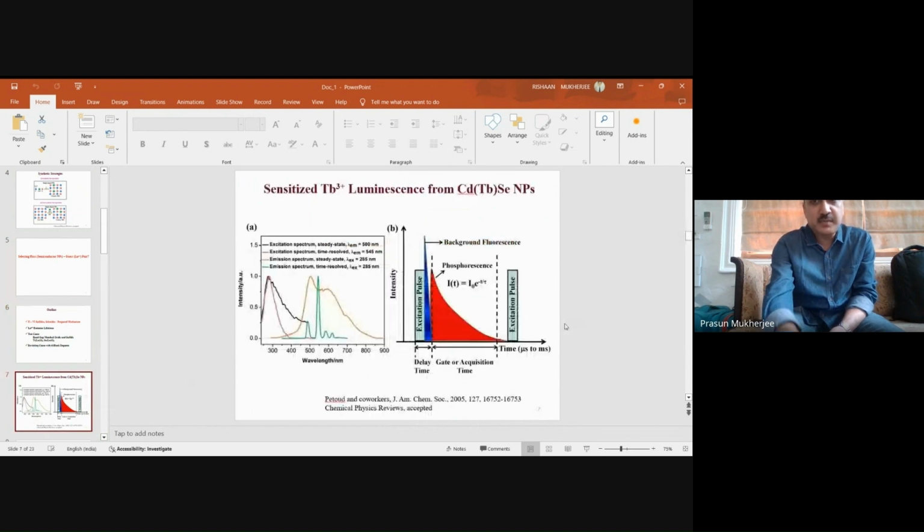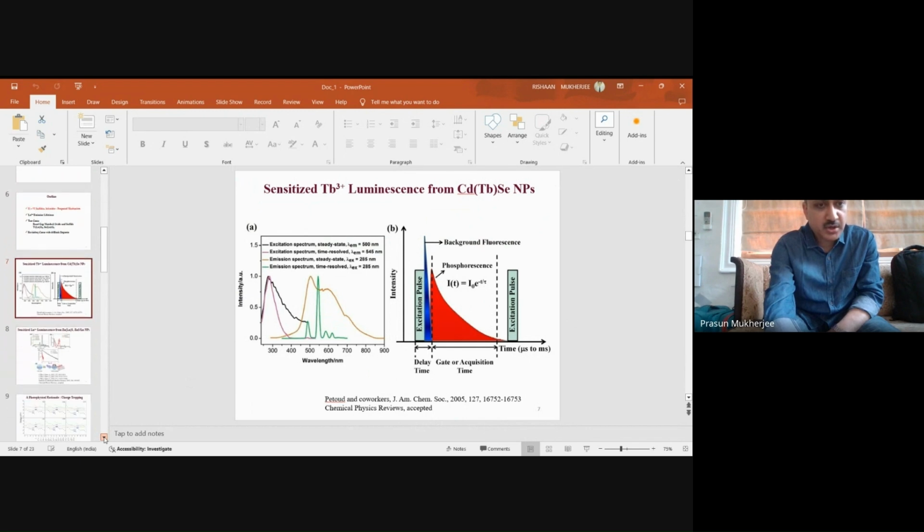Early work by Stefan Pitud and co-workers showed that if terbium is doped in cadmium selenide nanoparticles, one can have the optical antenna effect, which can be judged from the time-gated excitation spectrum. Time-gated spectrum means we have a delay time, and in that delay time all the nanoparticle emission has died down, and then the longer-lived emission is collected with a longer gate window.